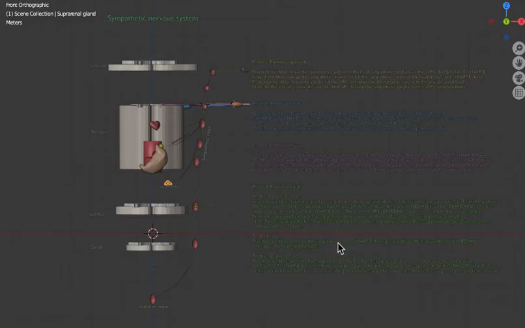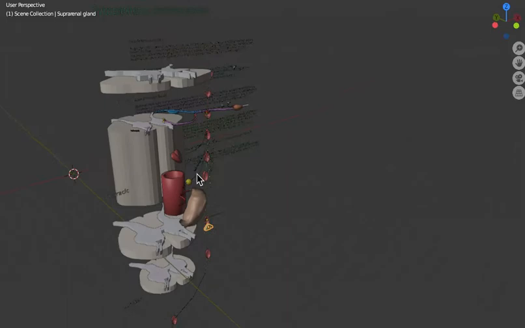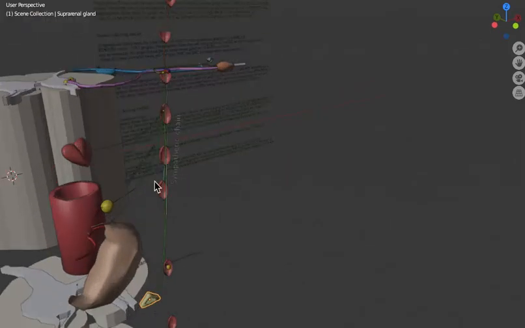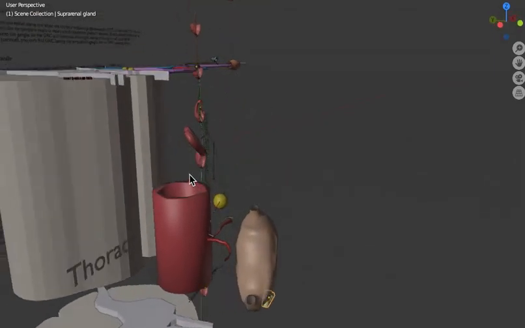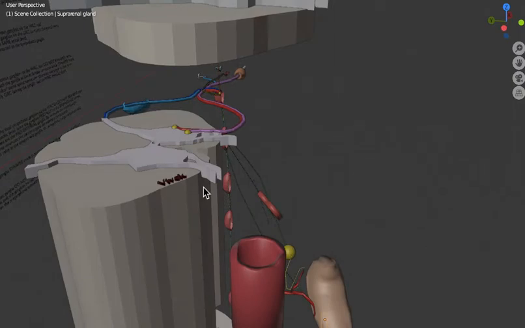Hi guys, now we can look at the overview of the sympathetic nervous system, which itself is a part of the autonomic nervous system. I will be using this 3D model of the spinal cord and the connections of the sympathetic nervous system to describe all the various pathways taken by the sympathetic neurons.